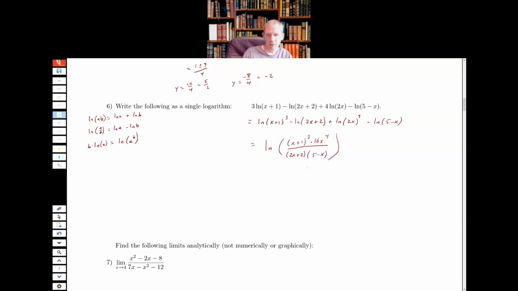Now, there is some simplifying that you can do here, because I could factor a 2 out, and then I'll have an x plus 1 factor, which will cancel with one of these x plus 1s in the numerator. But we have already accomplished our goal. We've written this as a single logarithm. So I'm just going to go ahead and stop here.